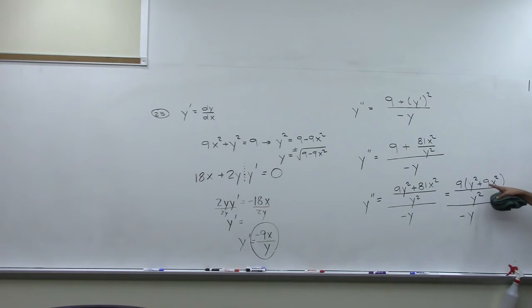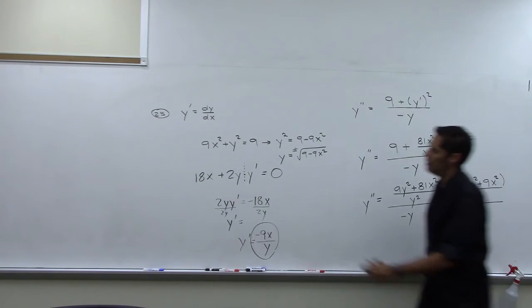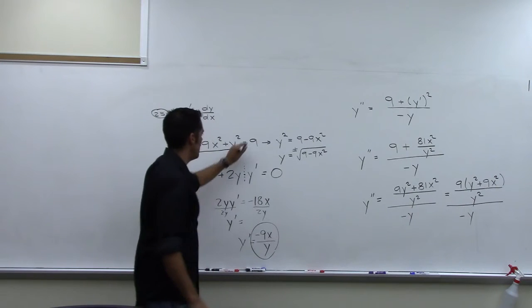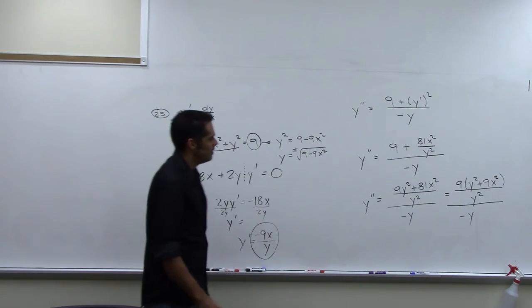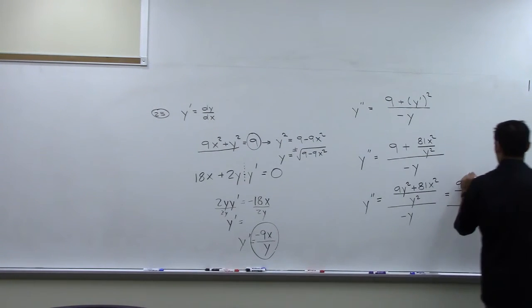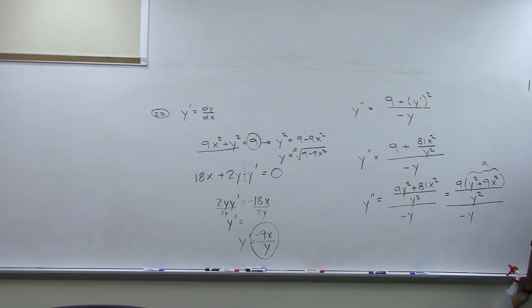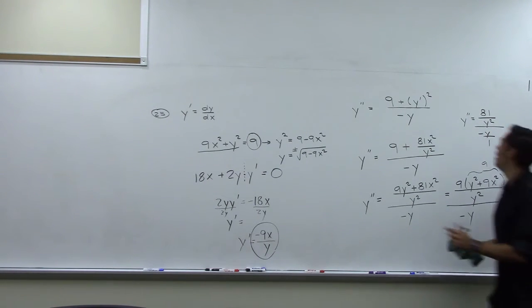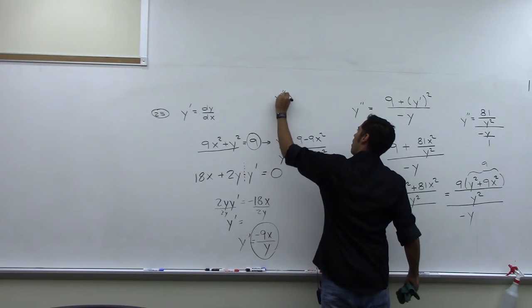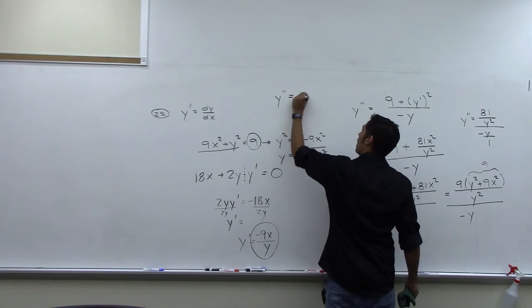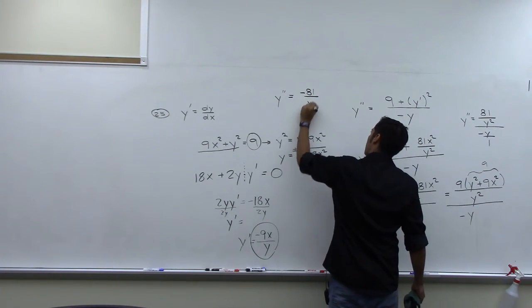But what is 9x squared plus y squared? 9x squared plus y squared is actually 9. So this thing right here is just 9. So what we get is y double prime equals 9 times 9, 81, over y squared, over negative y, which I can write as a fraction. And then when you flip this like this, you get a final answer of y double prime equals negative 81 over y cubed.